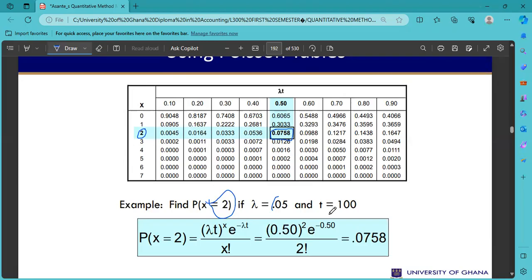So that's basically it. They say that t is 100, but t is not being located. We know that lambda t is the mean, so this one times this will give us 5. So basically, they will give you lambda t.